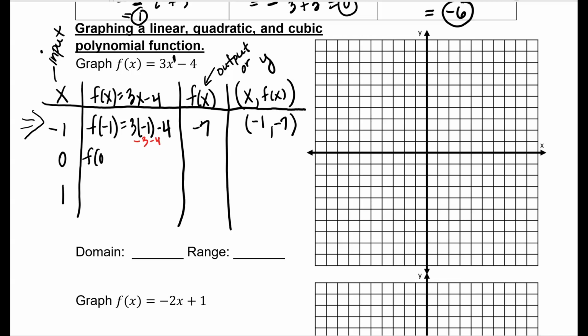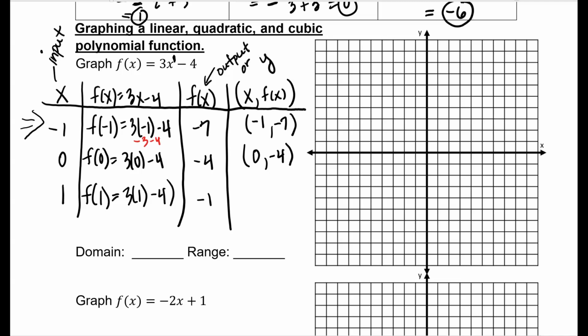Next, plug in 0. 3 times 0 minus 4. So what is 3 times 0 minus 4? That will be 0 minus 4, which is -4. And our corresponding point is 0, -4. When we plug in 1, we have 3 times 1 minus 4. 3 minus 4 is -1. So what is our corresponding point? It is 1, -1. Now we're going to plot our points.